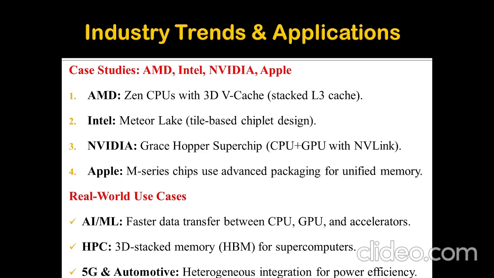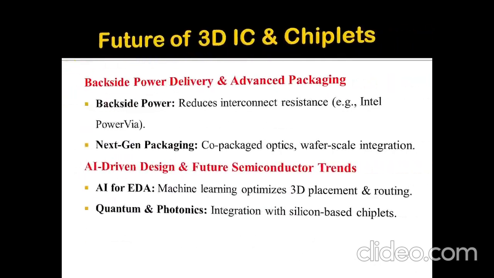In NVIDIA, we can use the Grace Hopper Superchip, which consists of CPU plus GPU along with NVLink. Apple uses M-series chips, which use advanced packaging for unified memory. In real-world cases like AI/ML, HPC, 5G, and automotive, data transfers much faster between CPU, GPU, and accelerators, and it is a heterogeneous integration for power efficiency. These are the industry trends and applications.